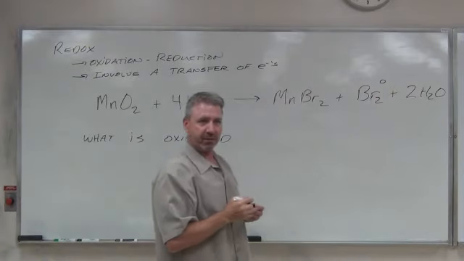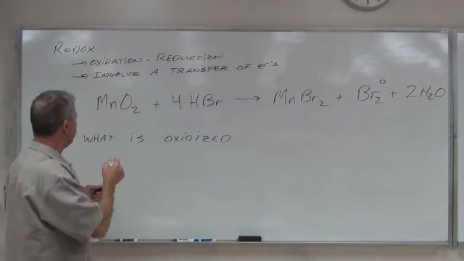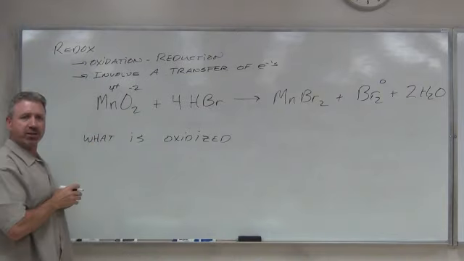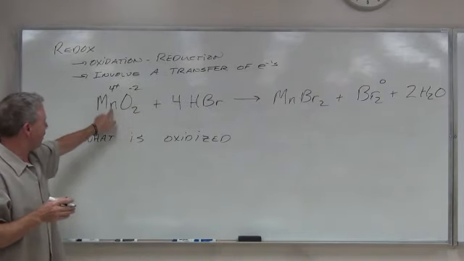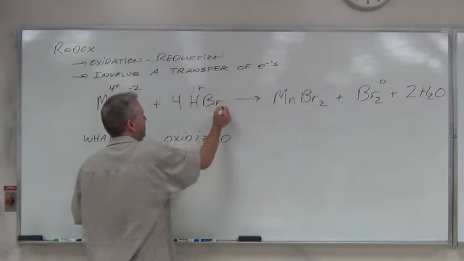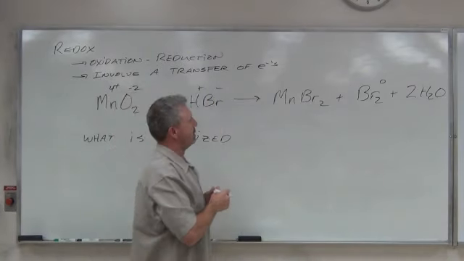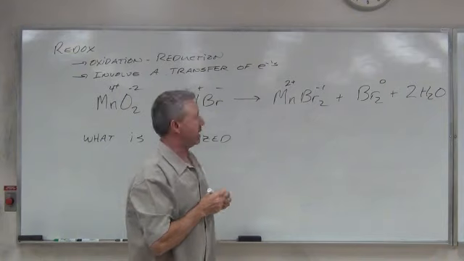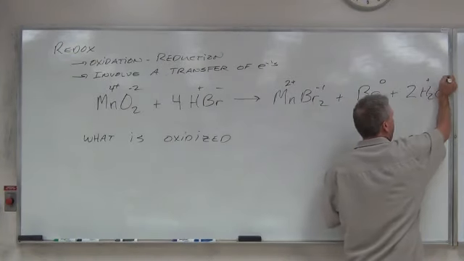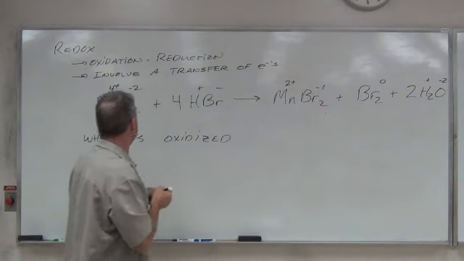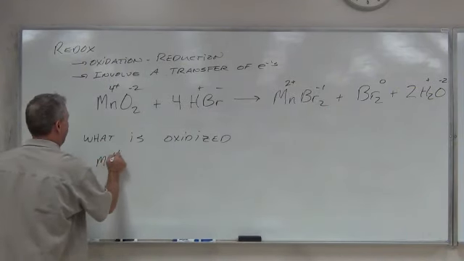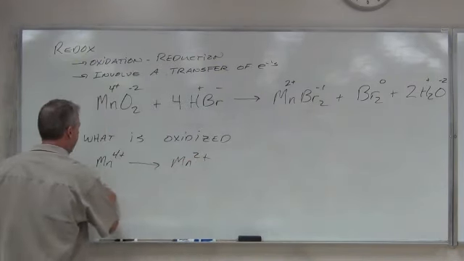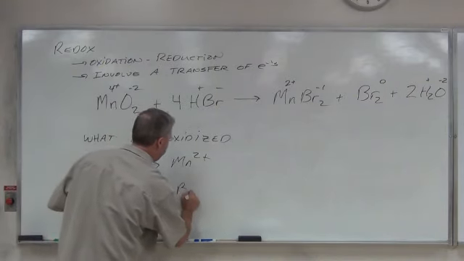That might be your little trickster. That might be the bad one. Manganese is 4+, because oxygen is -2. And we have two of them, that's -4. H is plus. Br is -1. Br is still -1, which makes manganese over here 2+. H is still +1, this is -2. So our change is manganese 4+ going to manganese 2+, and Br minus going to Br2, 0.